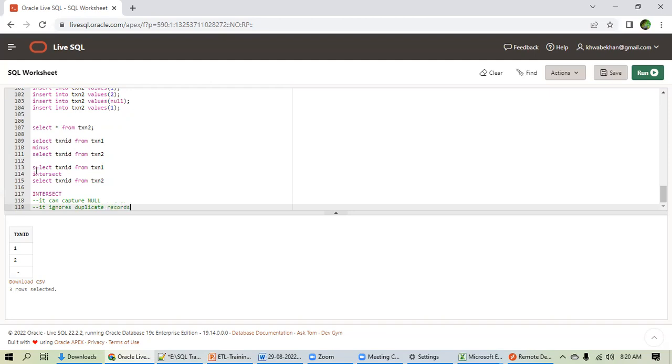Apart from this, in intersect, all the rules and regulations are exactly the same as which one? Minus. Exactly the same as minus. But functionality wise, I will not say exactly opposite, but yes, very much opposite to the minus. This will give you the things which are common in both the tables. Okay. Now, can you think of any other operator which behaves very much similar to intersect?